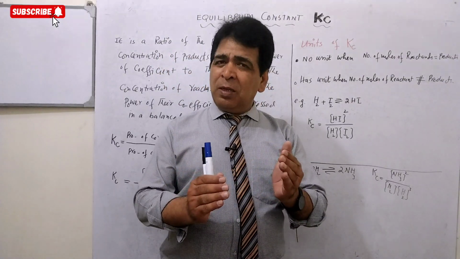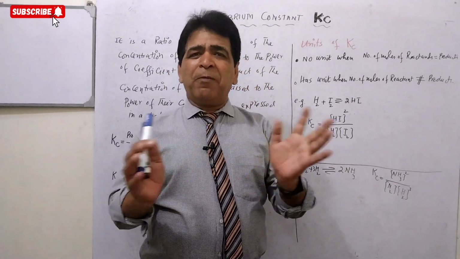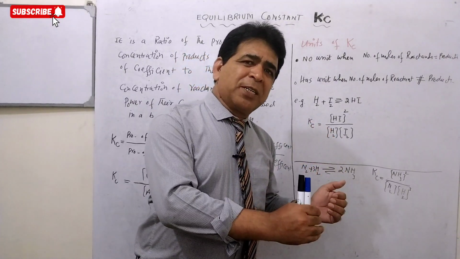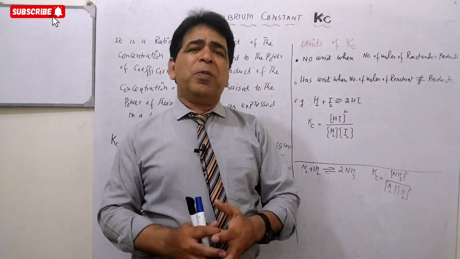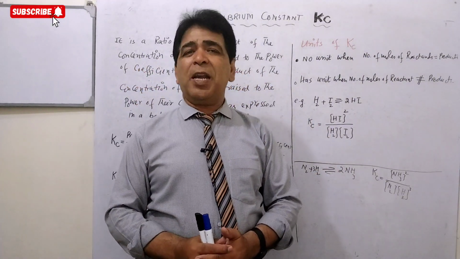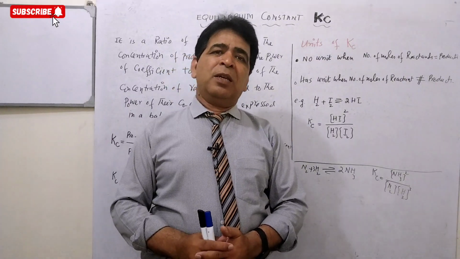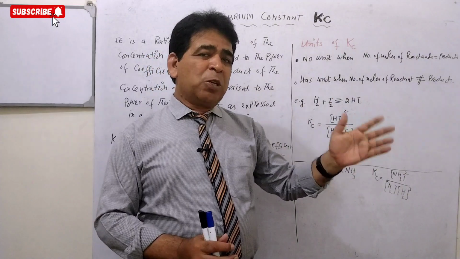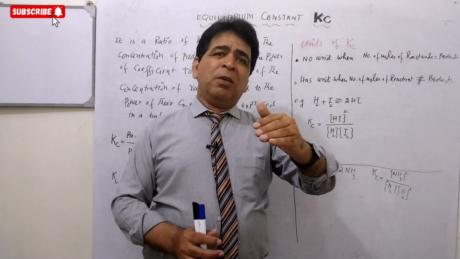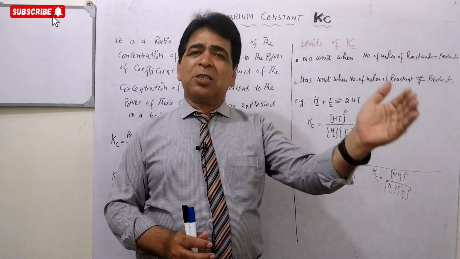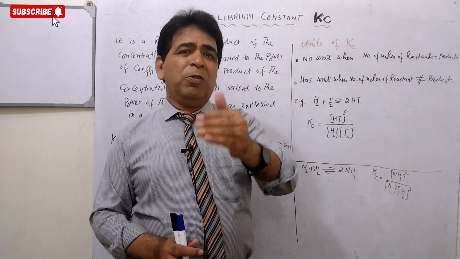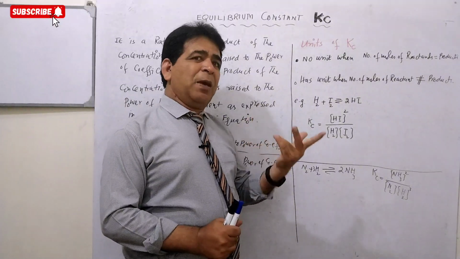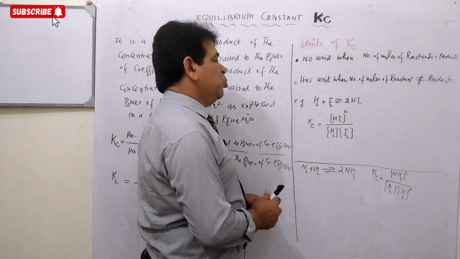the number of moles of reactants and products are not equal in a balanced chemical equation, I mean to say the number of moles of reactants is not equal to the number of moles of products in a balanced chemical equation, then Kc will have a unit. Now we can explain this with two examples. In one example we will see that Kc has no unit, and in another example we will see Kc has a unit. First of all, we have an example in which Kc has no unit.